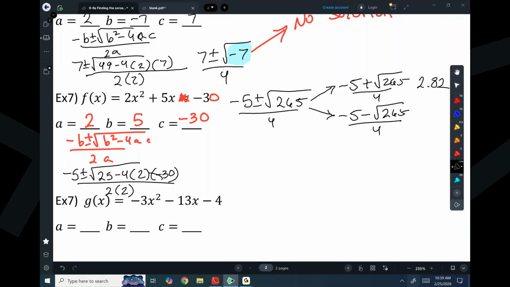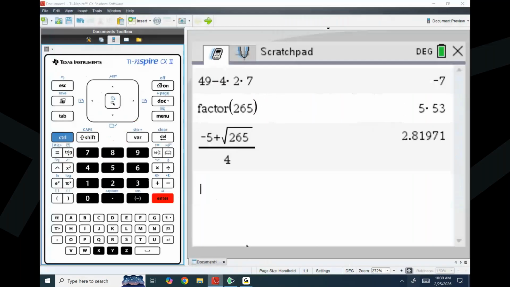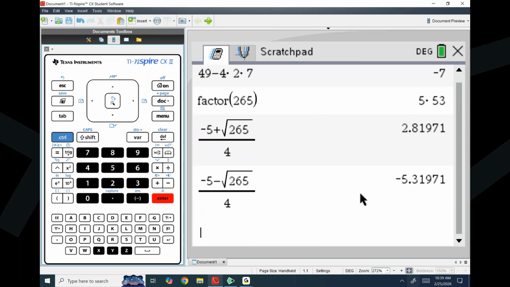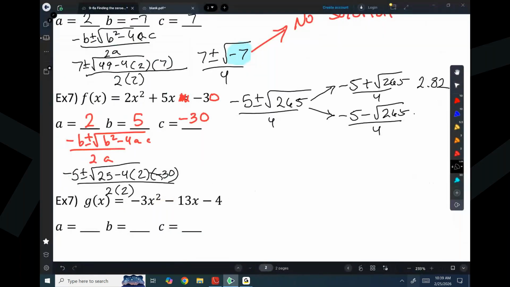Yeah? Now, if I want to do this quickly with an Inspire in my hand, this is something you can do. You can go up here, you can copy and paste that, and then just go in there and change that to a minus. Change it to a minus, and you can just get the other answer real quick. You don't have to type the whole thing twice, yeah? Negative 5.32, right? That's close enough. So negative 5.32. Those are my two answers, yeah? Any questions there?